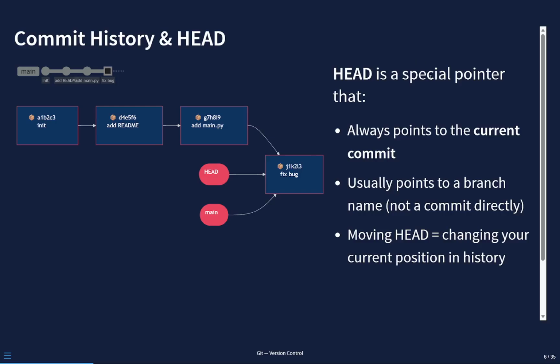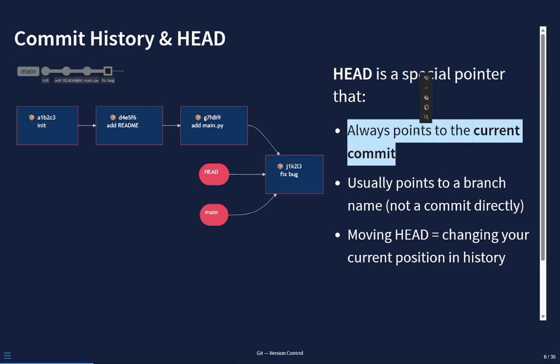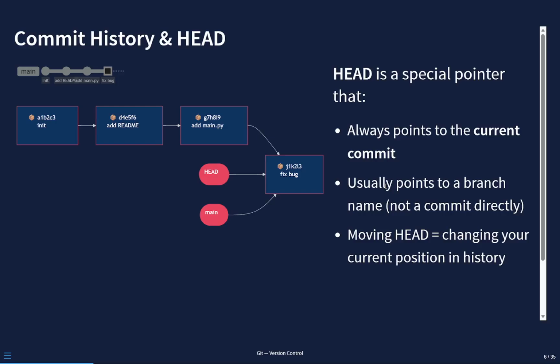HEAD is a special pointer that tells Git, this is where you are right now. It almost always points to a branch name, like main, rather than directly to a commit. When you make a new commit, the branch pointer moves forward, and HEAD moves with it. When HEAD points directly to a commit hash instead of a branch, Git calls that a detached HEAD state. You can look around in that state, but any commits you make there will be orphaned, unless you create a branch.